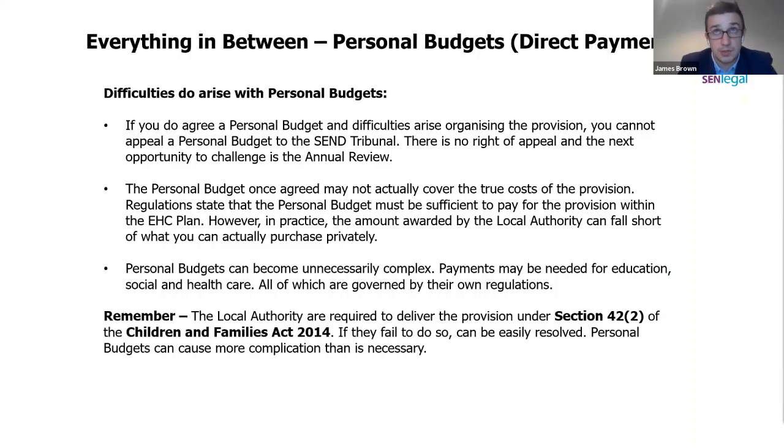Now, you may have doubts about whether or not the local authority will actually do that, but if they don't, it can be easily resolved by way of a pre-action protocol letter, because the legal duty is so clear that the local authority must provide that provision. You really don't have to concern yourselves as to whether or not that provision is going to be put in place, because you can rectify that through pre-action protocol correspondence. So if you're agreeing to a personal budget out of fear, for example, of the local authority not doing what they should do, you would be best advised just to leave the local authority to get on with their duty, and if it goes wrong, you can seek to have it rectified through a pre-action protocol letter.